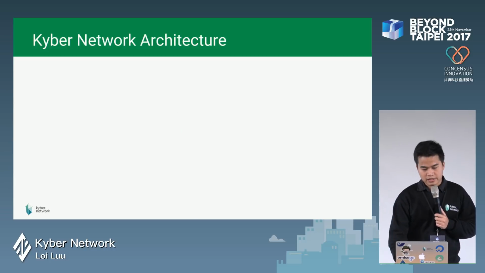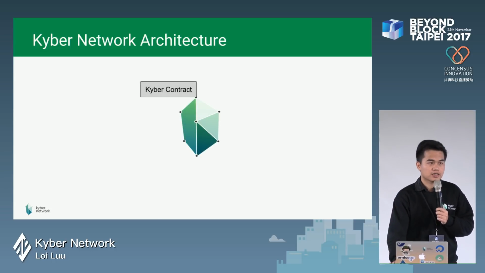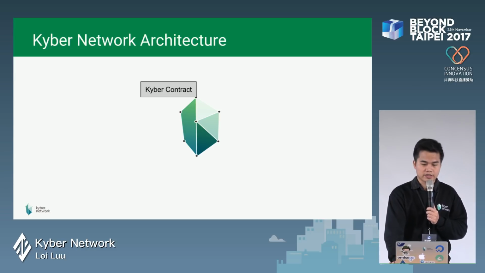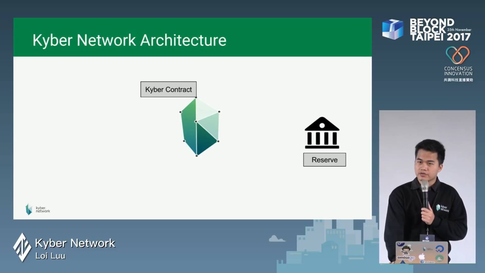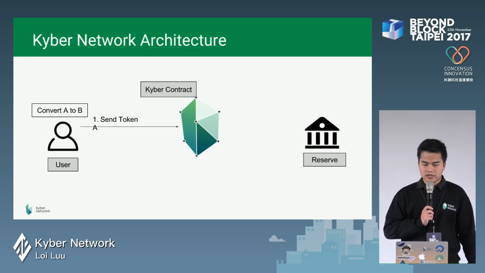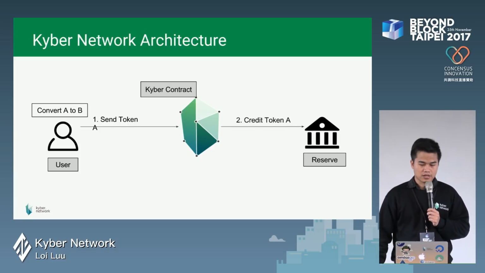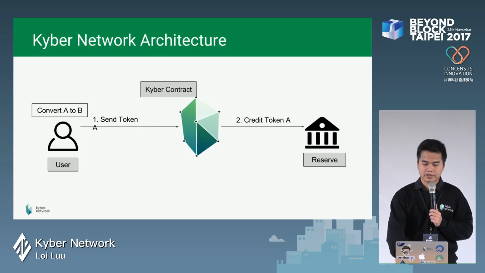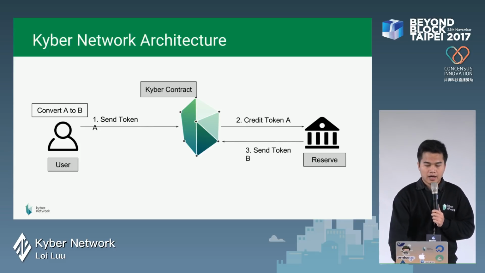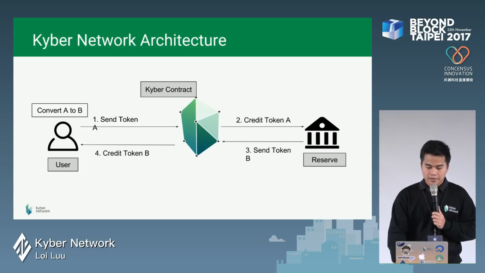So I just want to explain the simple flow of a trade in Kyber via this example. We have the Kyber contract that is going to receive all the requests from the users, and we have the reserve that is going to provide the liquidity. If the user wants to trade from some token A to token B, the user sends token A to the contract, and the contract credits the token to the reserve, gets back token B according to the rate, and sends token B back to the user. Everything is done within one single transaction.